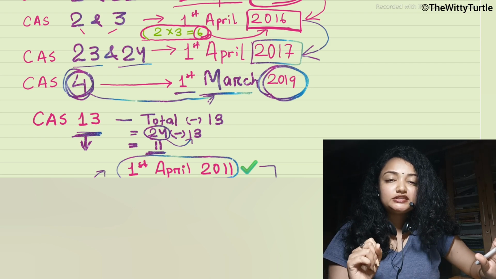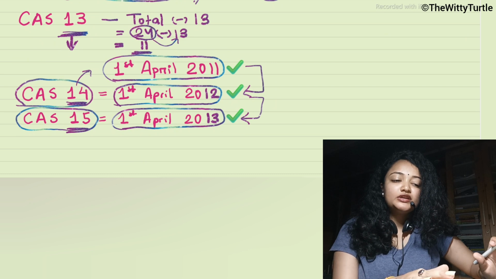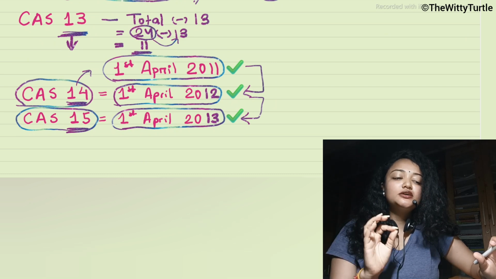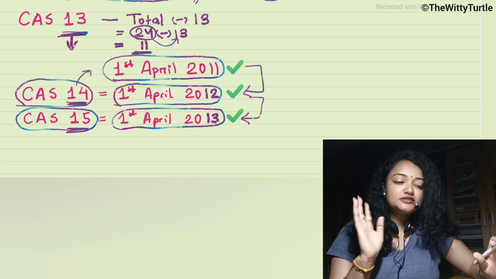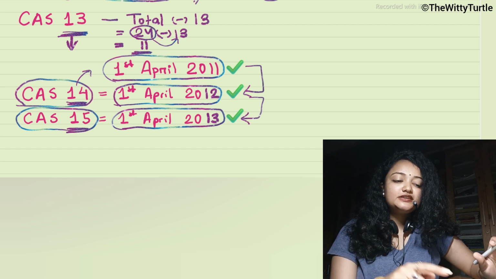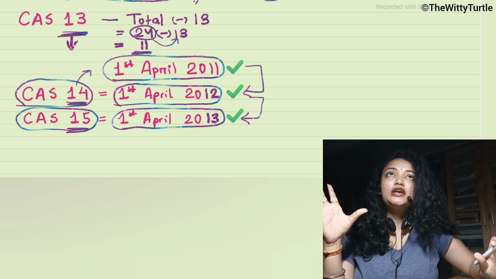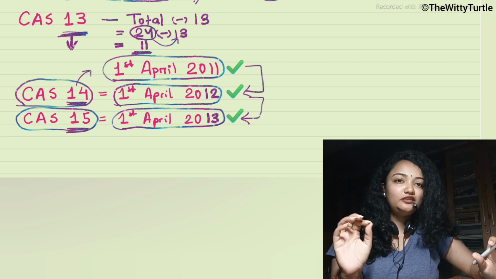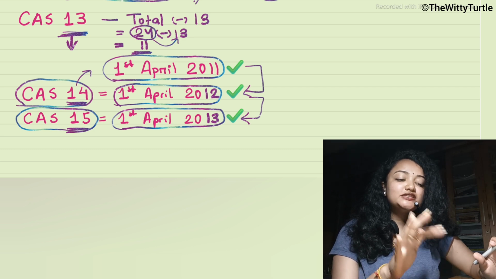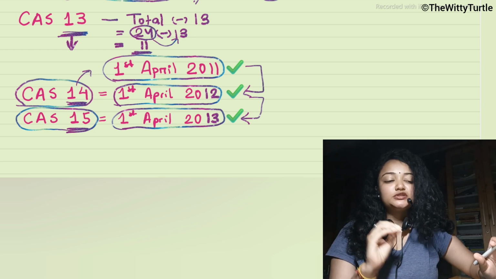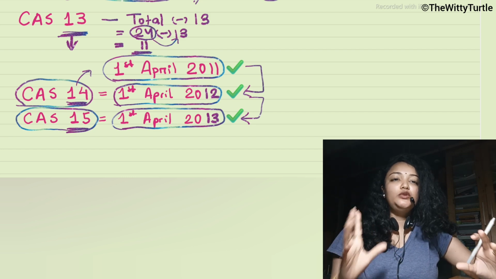Now we are coming to CAS 13. 13 को कैसे याद रखना है? Total there are 24 CASs and 24 minus 13 comes to 11. So 1st April 2011 is your CAS 13. Then we have CAS 14, 1st April 2012. Then इसको ऐसे भी याद रख सकते हो कि हमने पहला कार लिया था 2012 में, right? So वो भी वैसे भी आप याद रख सकते हो. Then we have CAS 15, that is 1st April 2013, right? This is the chronology. You can use it whenever you need it.